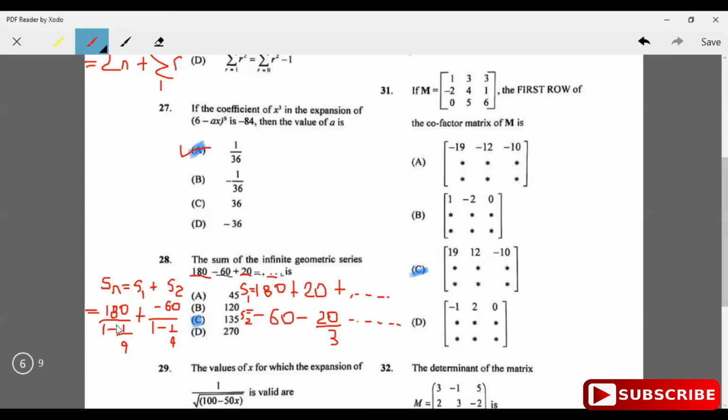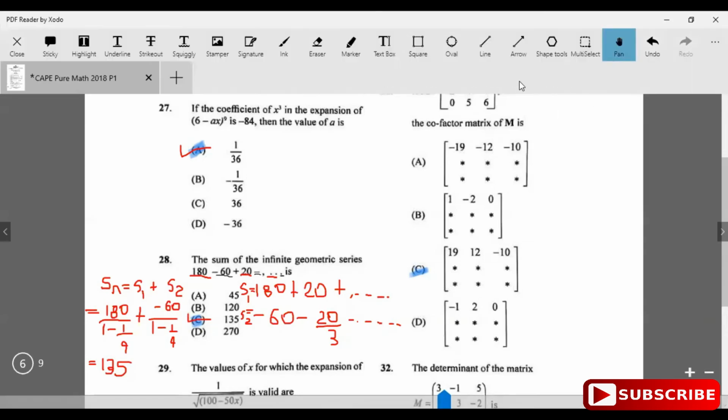So now I can add the sum. Just put that in a calculator: 180 divided by 8 over 9, plus minus 60 over 8 over 9. That's 135. Calculator's job right there. Option C. Easy question.